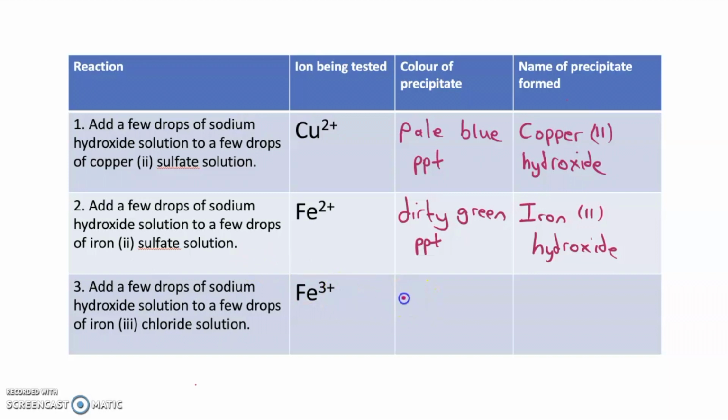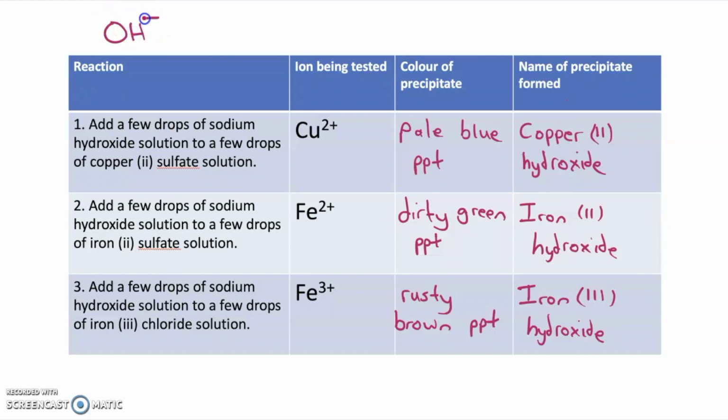And the 'II' is important to put because that indicates that we have Fe2+ ions present. Now in experiment 3, we added a few drops of sodium hydroxide solution to a few drops of iron(III) chloride solution, and we formed a rusty brown precipitate. Now the iron(III) chloride solution contained Fe3+ ions, and the precipitate that we formed was iron(III) hydroxide. And once again, it's important to include the 'III' here in the name to show the presence of Fe3+ ions.